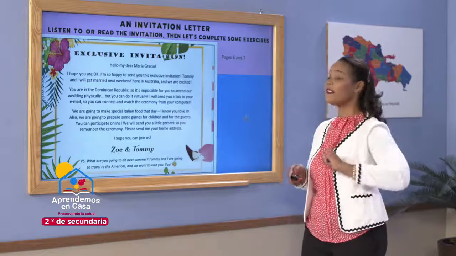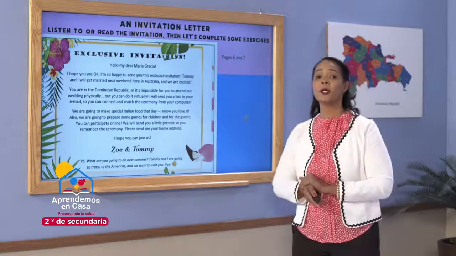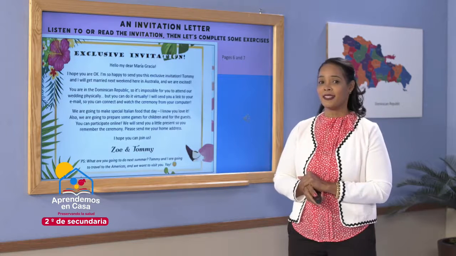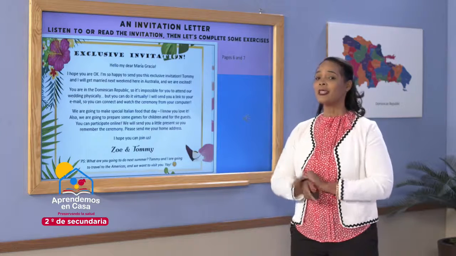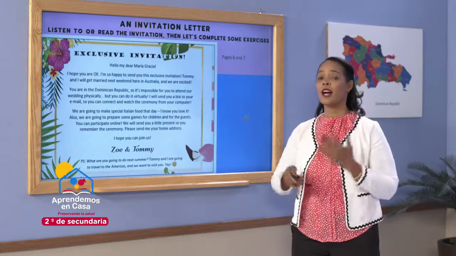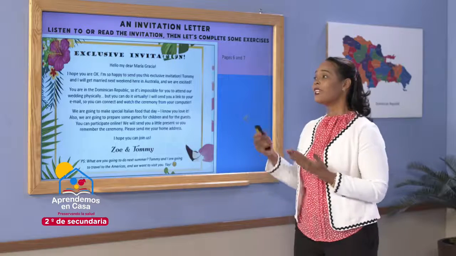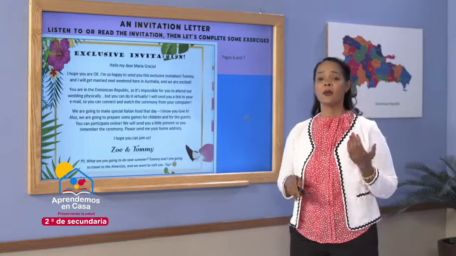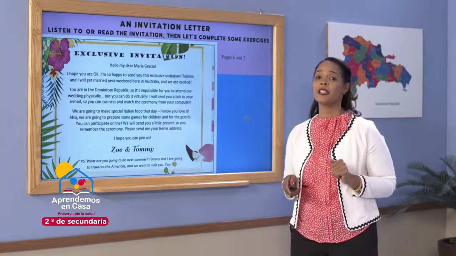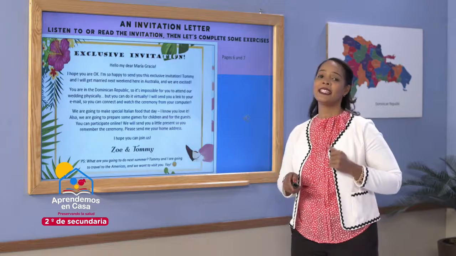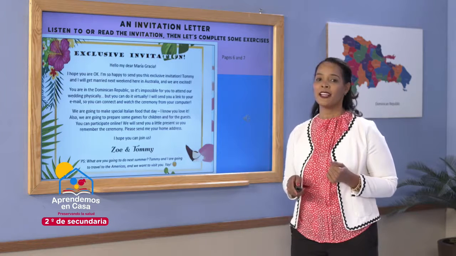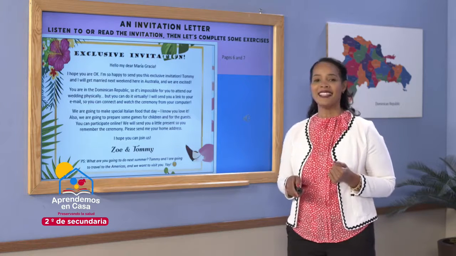Listen or read to the invitation and then we're going to complete some exercises. Escucha y lee la invitación porque luego completaremos algunos ejercicios. Tanto la invitación como los ejercicios que te voy a mostrar a continuación lo puedes encontrar en la página 6 y 7 de tu cuadernillo de inglés. Now listen.